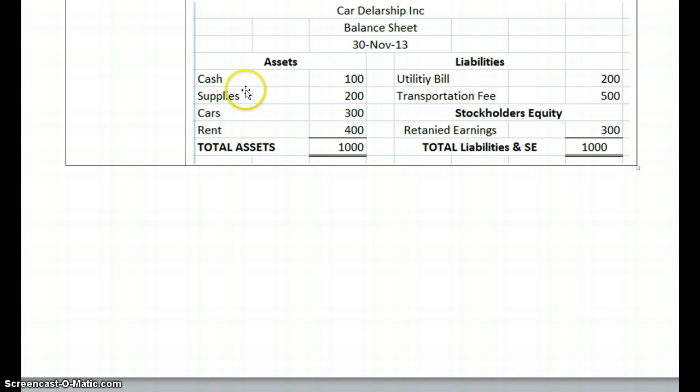For the car dealership, assets could be like the cash they have, the supplies, like staplers, papers, forms, the cars that they sell, the rent they have to pay for the building. Liabilities could be like the utility bill, the transportation fee for transporting the cars back and forth, and there's always the retained earnings in the stockholders' equity. As you can see, these have all been added together. And the way you know that the balance sheet is in balance is by its name. The balance sheet is when total assets equal total liabilities and stockholders' equity.